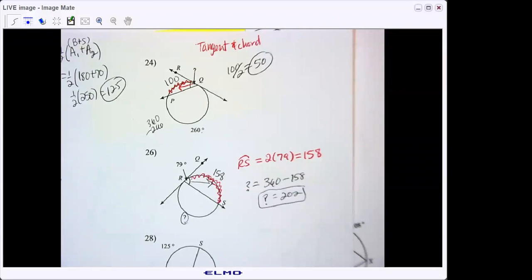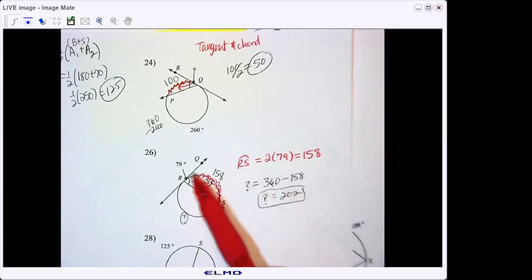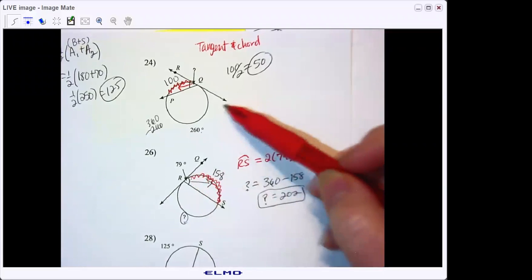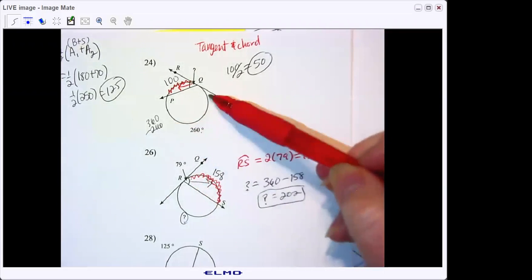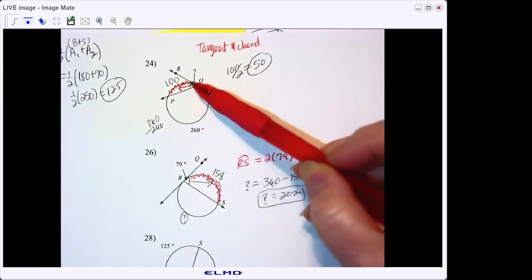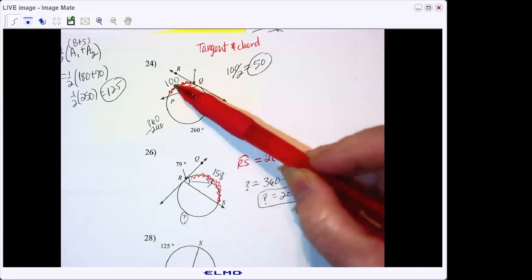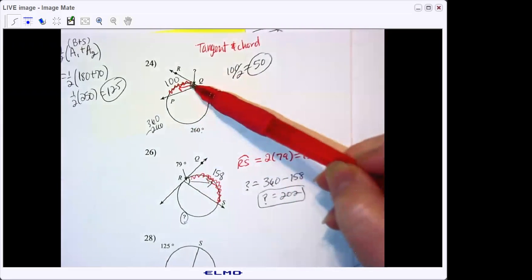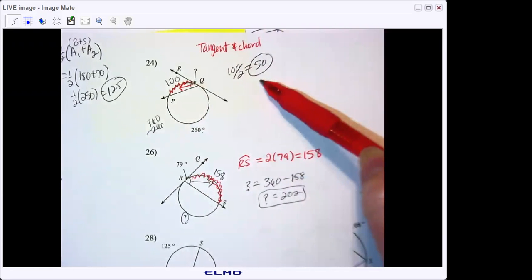So to recap, on 26, go back to 24. We took 360 and subtracted off the 260 to get the 100. Once I know the 100, we can find the angle by simply taking half. So the angle ended up being 50.